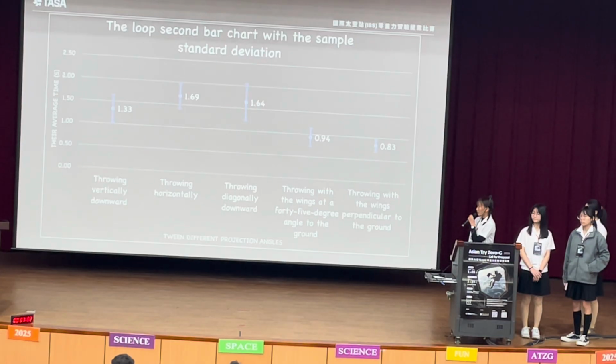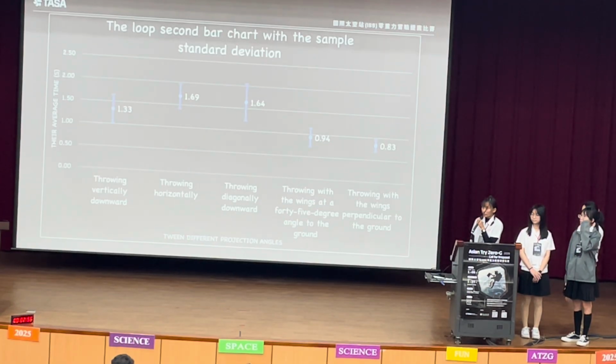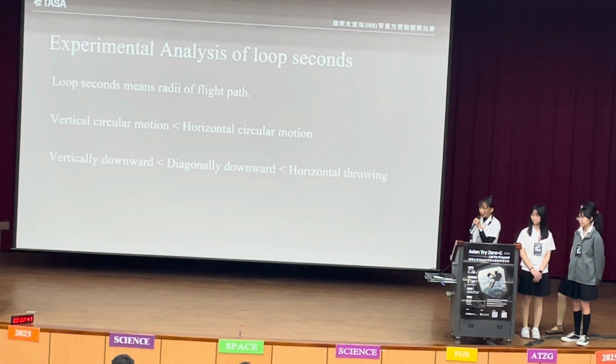Now, let's look at the average and standard deviation from 15 trials. In general, longer rotation time suggests larger radii. Statistically, vertical circular motion takes longer than horizontal ones. For specific throwing, horizontal throwing struggles.